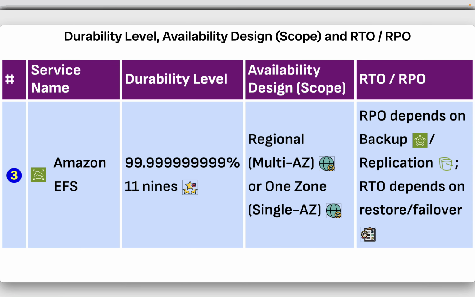Next we have Amazon EFS. This also has the same 11 nines durability, and for availability, it's a regional service and data will be stored multi-AZ, and there is an option for one zone also, so that will be only single AZ. So you can choose. And RTO and RPO. Recovery point objective depends on how you have set up the backup and the replication. And RTO depends on how frequently you do a restore and failover, like how you have set up the restore and failover procedures for EFS.